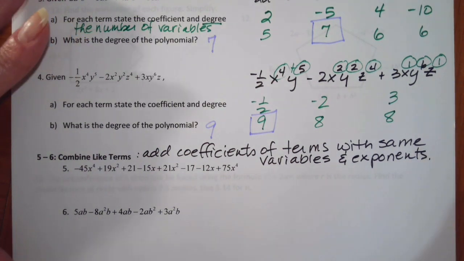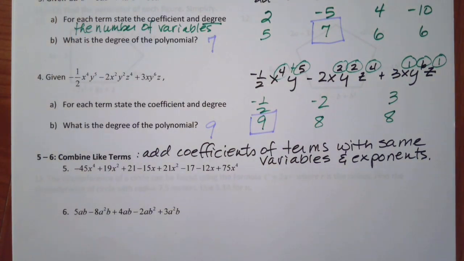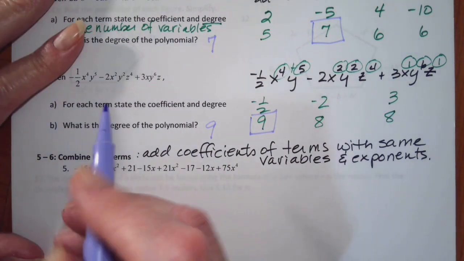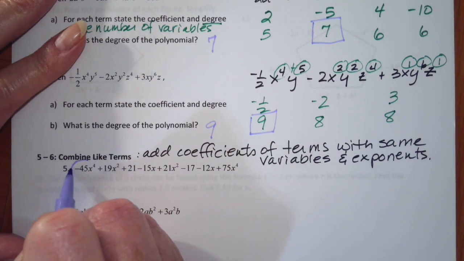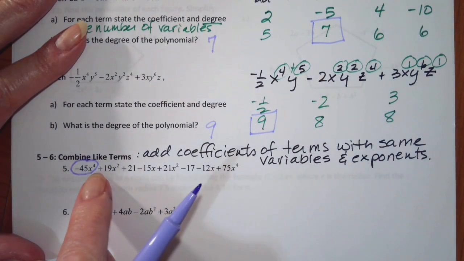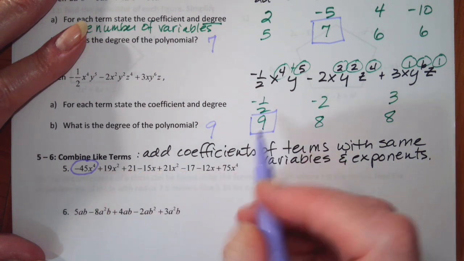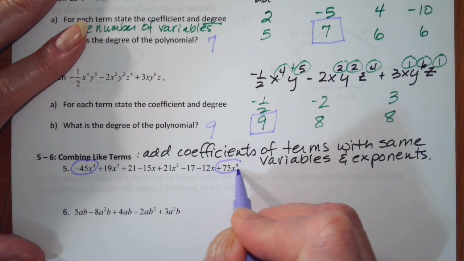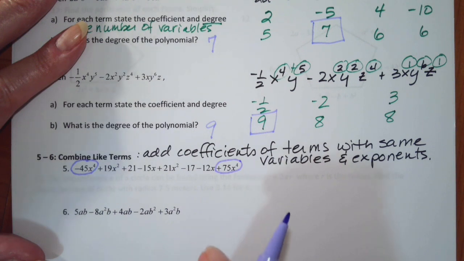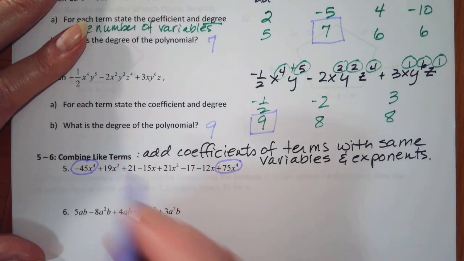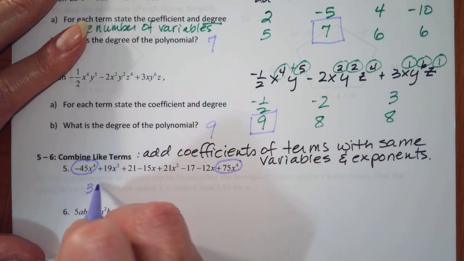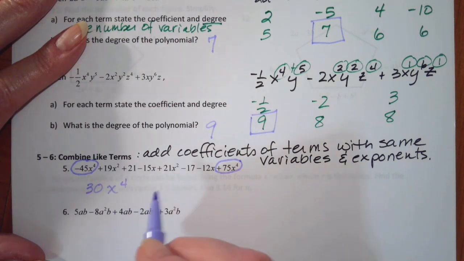Now it doesn't say to do it in descending order, so I'm just going to start out with my first term here, negative 45x to the 4th. So I need to find any other terms that have an x to the 4th, and there I have one right there. So negative 45 plus 75 is 30x to the 4th.